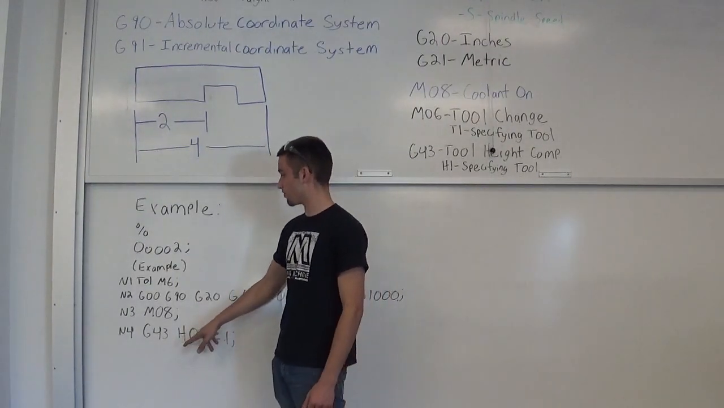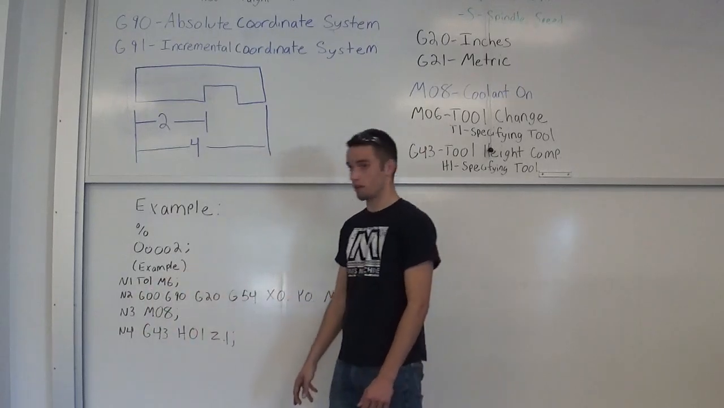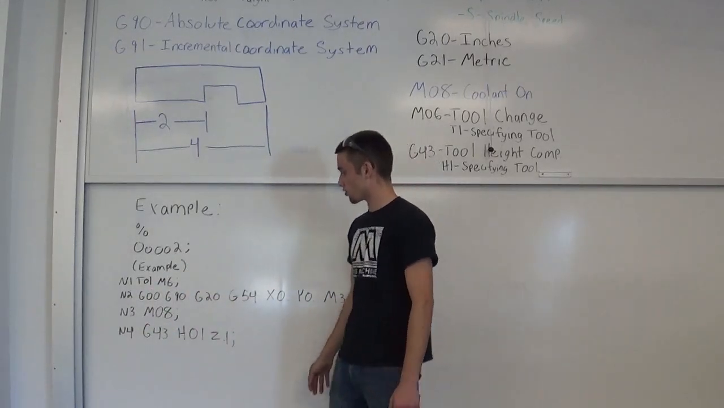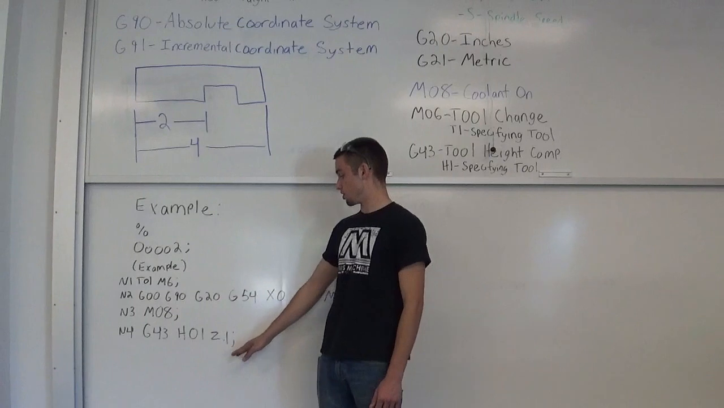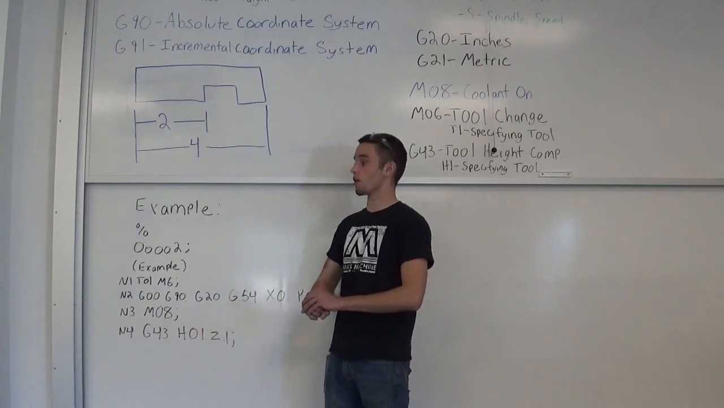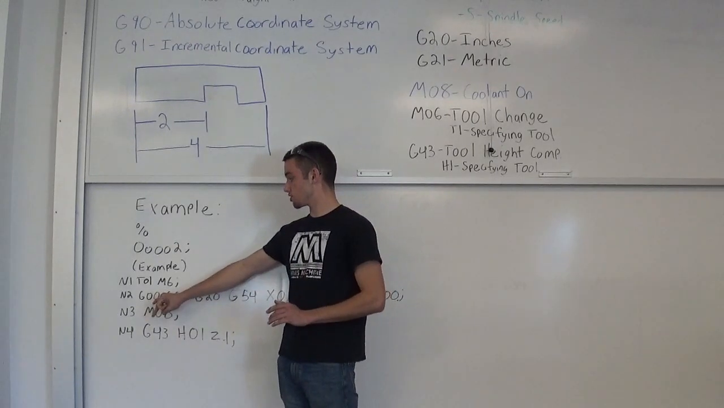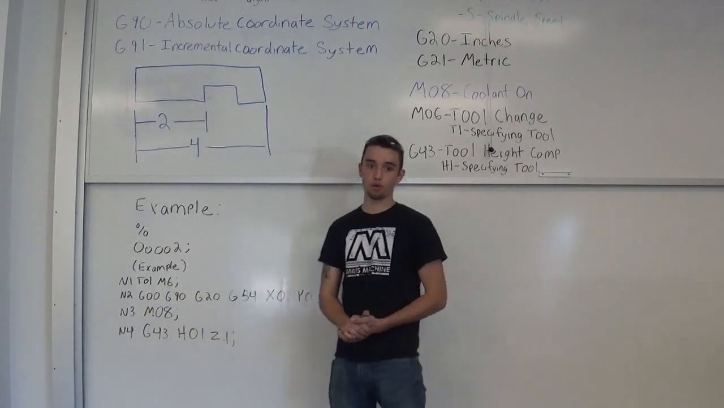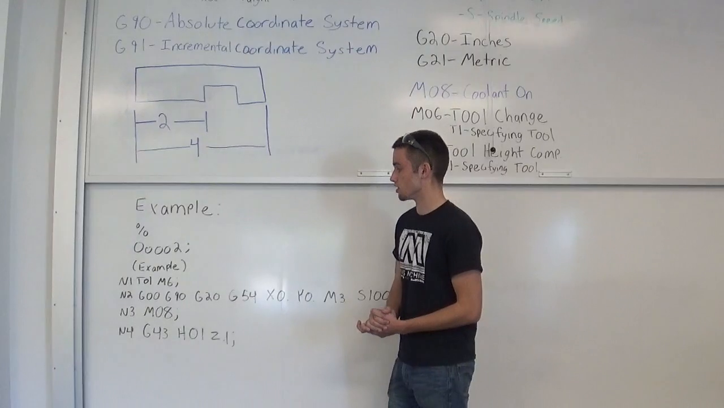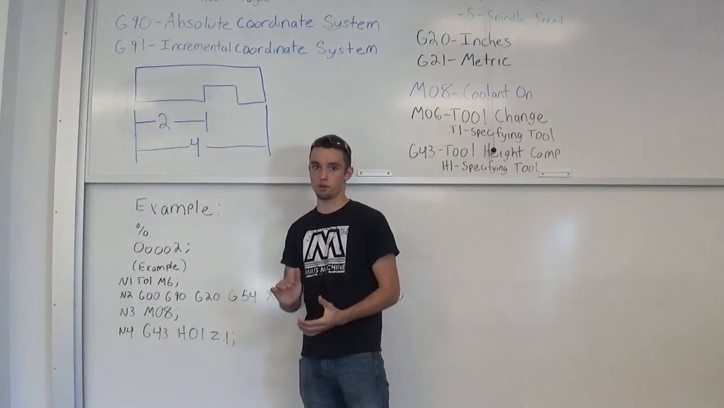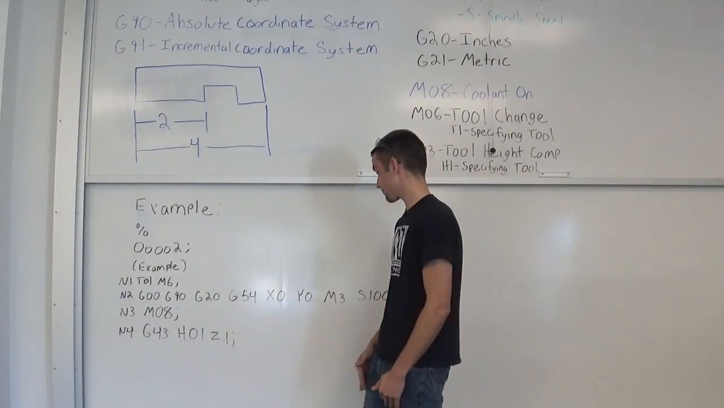Take note that this H value matches my T value, very important. And then I'm also rapiding down to a Z of 0.1, which is 100 thou. And take note as well that the G00 and the G01 are modal, meaning that you need to call up another G code in their group to cancel them.